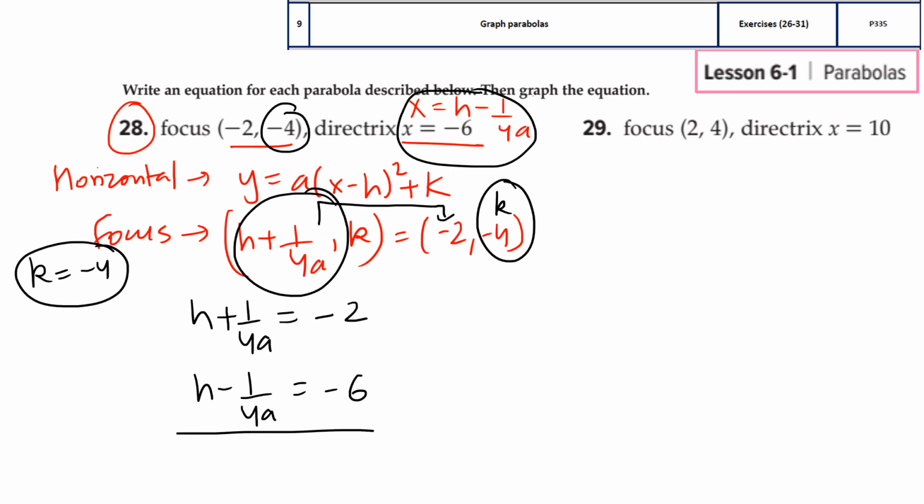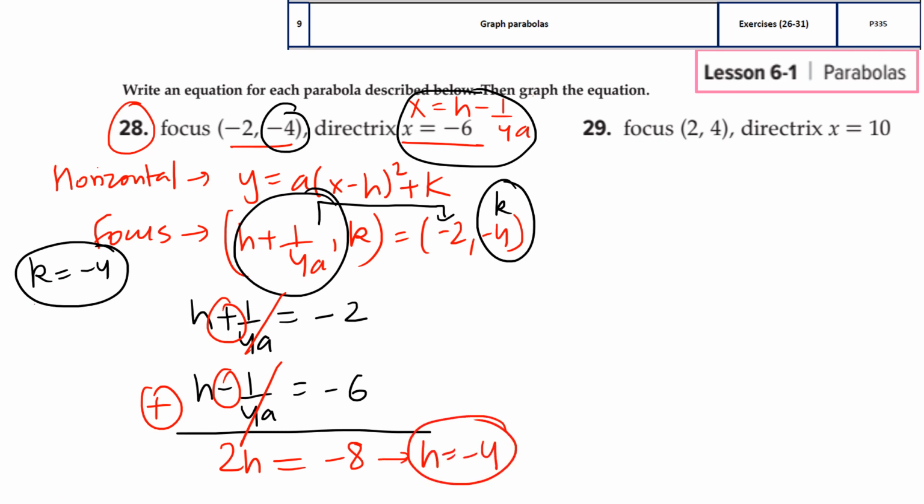So what will I do with these two equations? Observe, there is only a difference of sign, so better I add, because when I add, these two get cancelled. So h plus h, 2h, equal to minus 8. So how much is your h? You got it right, minus 4. So you got your h. Now you can get your a very easily.